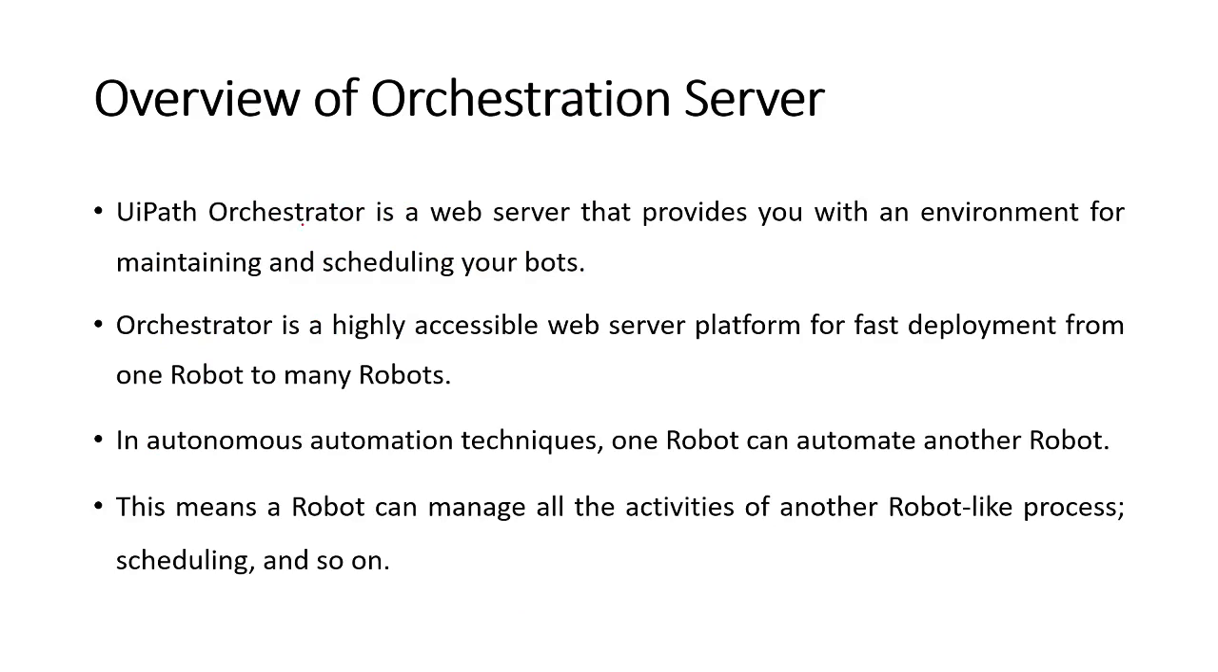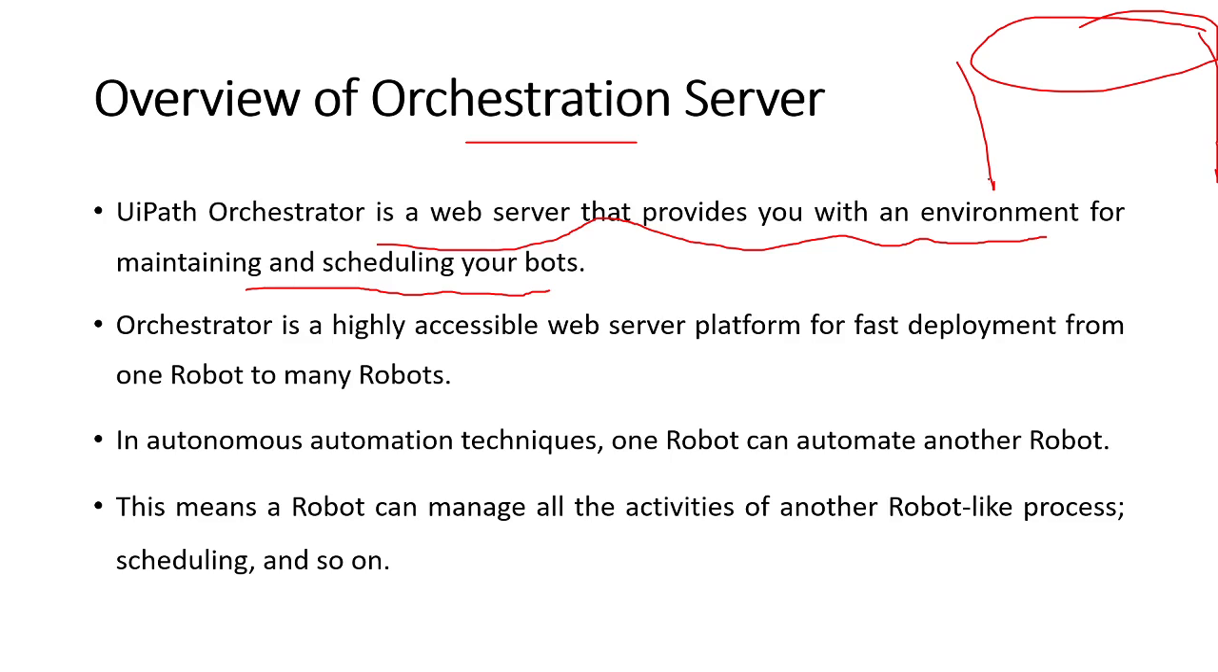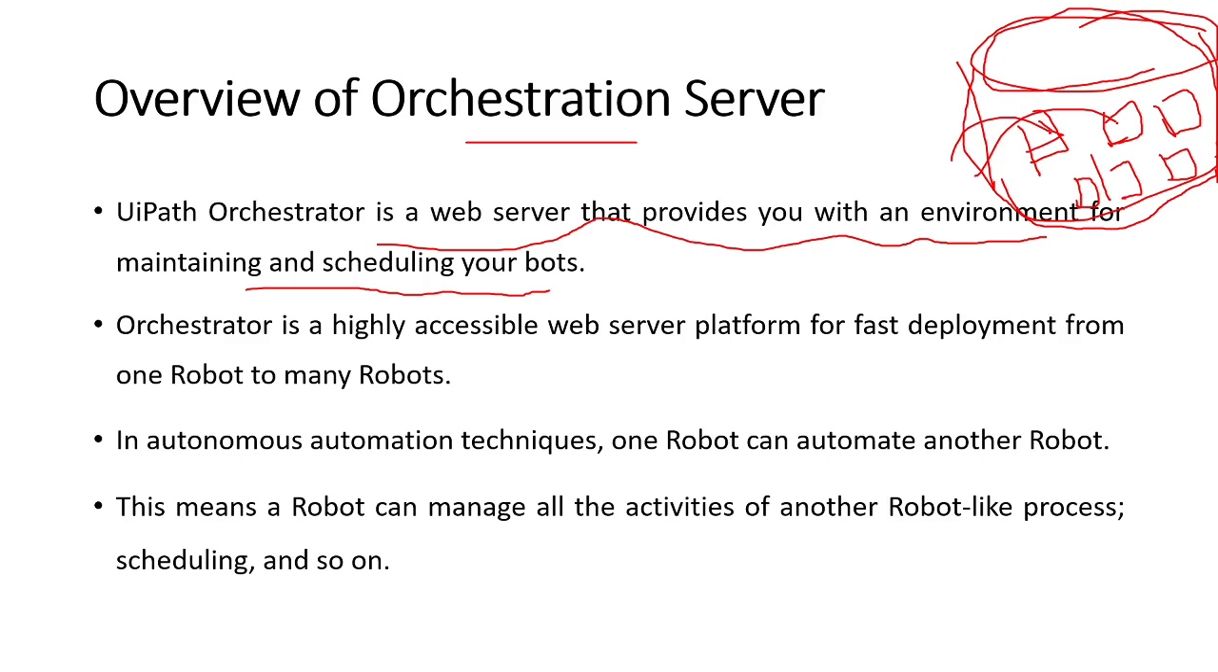Clear? Now I will touch upon just the orchestrator server, and then we shall wind up today's class session, right? So UiPath Orchestrator is a web server that provides you with an environment for maintaining and scheduling your robots. See, as I said, Orchestrator Server is basically a web server. It's basically a web server which will have the robots. At a high level you can imagine it like this. So it provides an environment to put the robots or to place the robots in the server, right, like this.